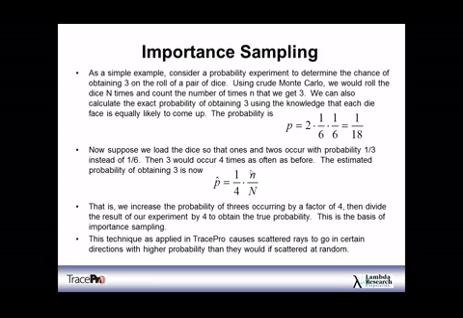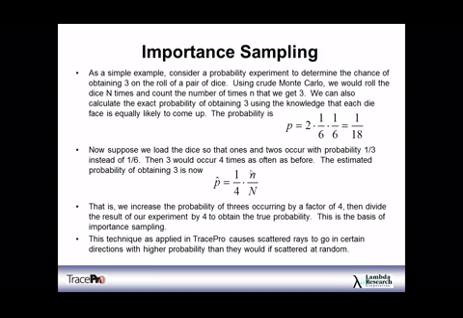But what happens if we load the dice so that 1s and 2s occur more often, like a probability of 1/3 instead of 1/6? Then 3 would occur 4 times as often, and the estimated probability would now change to 1/4 times small n over large N. That is, we increase the probability of 3s occurring by a factor of 4, then divide the result of our experiment by 4 to obtain the true probability. This is the basis of importance sampling.